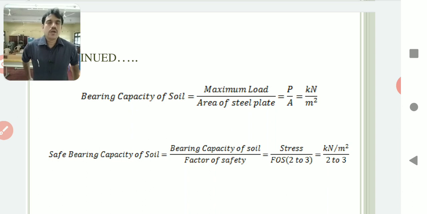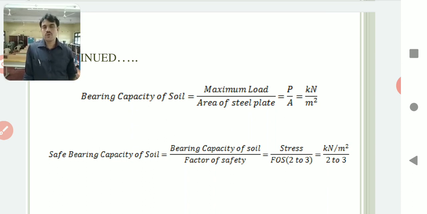Yesterday also I was explaining this formula: stress is equal to force divided by area, that is maximum load divided by area of steel plate. Maximum load means at that point the settlement will be very large. That means it gets settlement very drastically, so it is not gradual. Maximum load divided by area of steel plate gives bearing capacity of the soil in kilonewton per meter square, or otherwise we can measure it as ton per meter square.